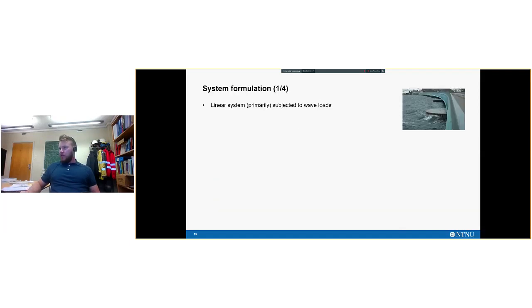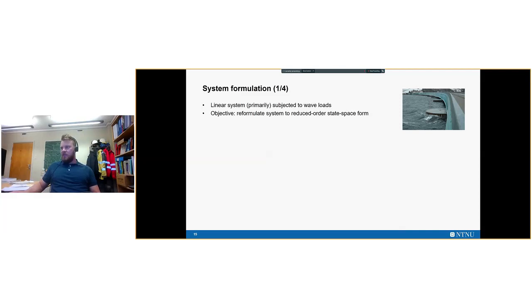So in order to establish a system model for this bridge, we consider it a linear system that is primarily subjected to wave loads. And in the next few slides we have quite a few sets of equations. We will not go through all of these in detail. I will just keep them here for the sake of completeness, but we'll try to give a general overview of how we model this bridge.